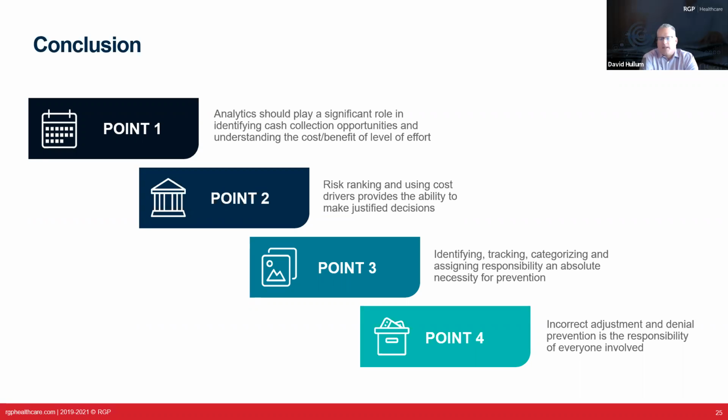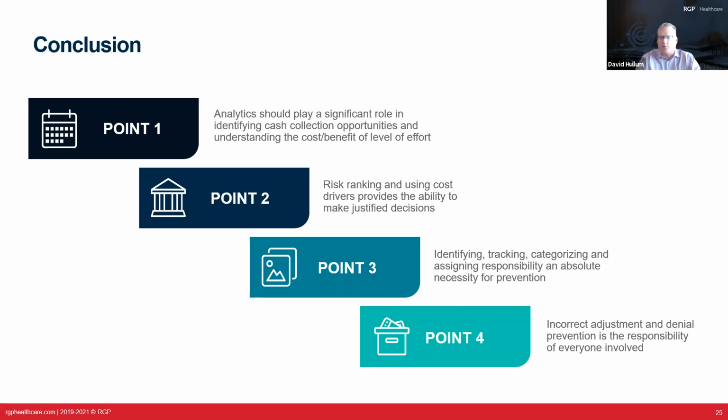Point number three is identifying, tracking, categorizing, and assigning responsibility is an absolute necessity for prevention. If you don't know where it goes, how are you going to work it from month to month to month to develop that consistency so that it's really just an assembly line? I got this, it fell in this bucket, here's what I'm going to do, and here's what I'm going to get rid of. I always say this, we want to take the brain out of the process. We want it to be a reaction, and it's based upon the data. The brain comes in to help actually solve the problem. It shouldn't be used to identify, track, and categorize. That's what you want to use the data and the technology to do.